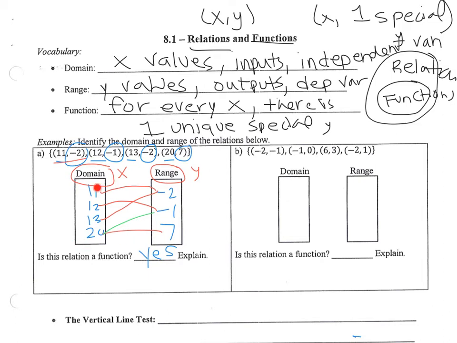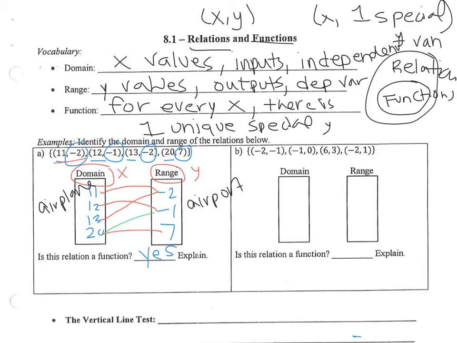Think of airports. Think of this being the airplanes, and this being an airport. There's no way at one time that plane 20 could land in Grand Rapids and Detroit. Nope. But you could have a plane go to Grand Rapids and this plane go to Grand Rapids. That's fine. So let's try letter B.